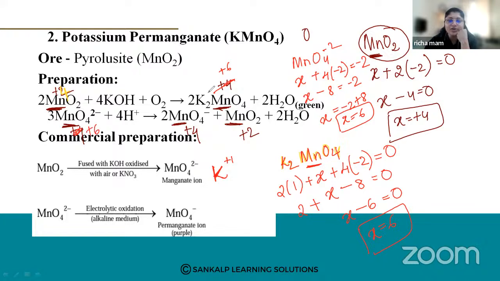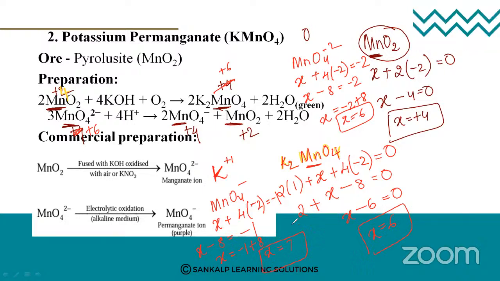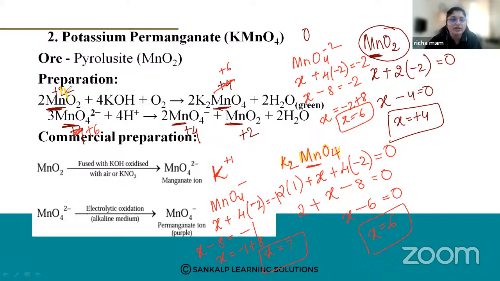Now take MnO4 minus. Mn is X plus 4 into -2 equals -1. So X minus 8 equals -1, X equals -1 plus 8, so X equals 7. Understood? Yes, ma'am. So what are the charges? This is +4, this is +6, this is +6, this is +4, and this is also +4.